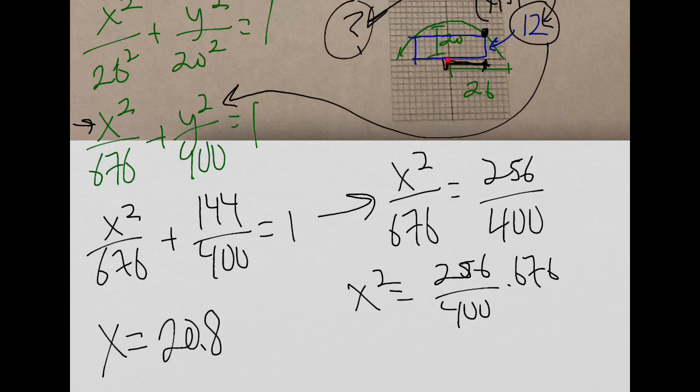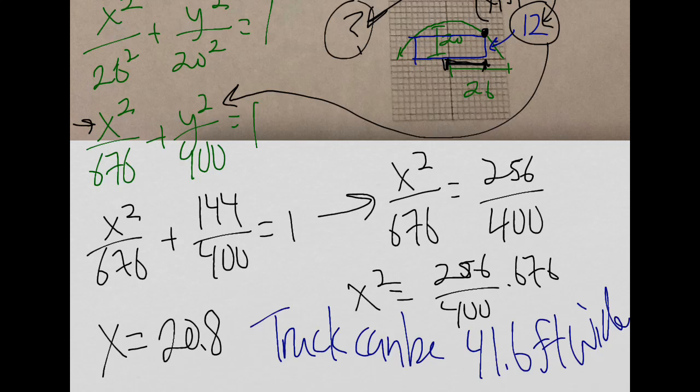Now, what that is is this length. It's half of the width of that blue box right there. It asks how wide can the truck be, so I have to double that. According to this setup, I double the 20.8 and get 41.6 feet wide. Not that bad.